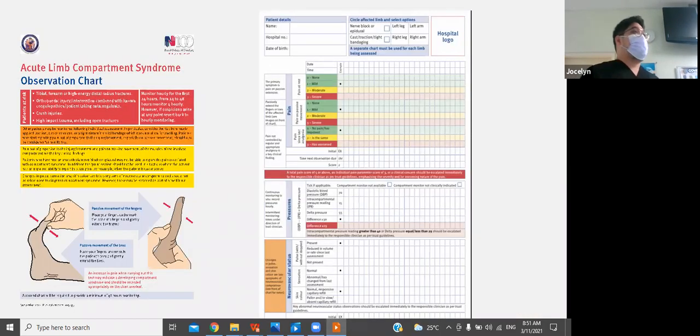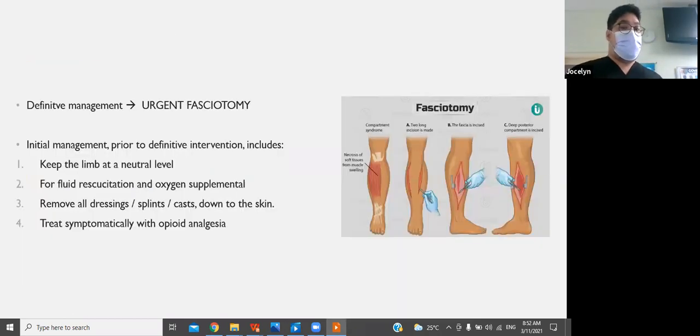At the same time, the patient will be staying long in our ward, so of course we have to observe the limb. This is an acute limb compartment syndrome observation chart. It's very important. You can just use passive movement of the fingers here. Sometimes they have pain, then you should be alert. This one you cannot see that much, but you can just Google it. There are many.